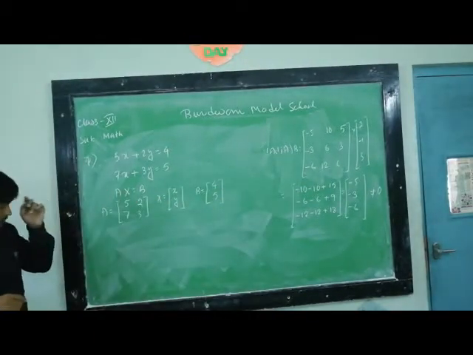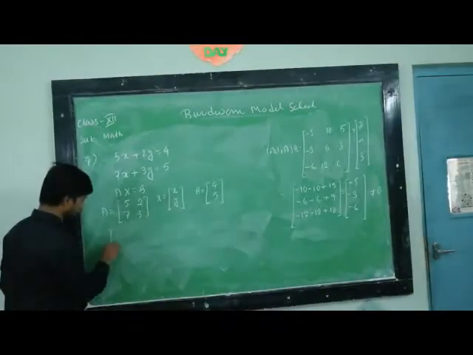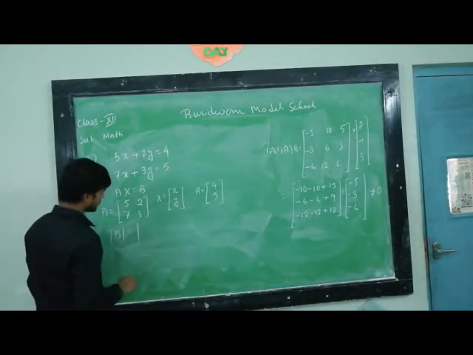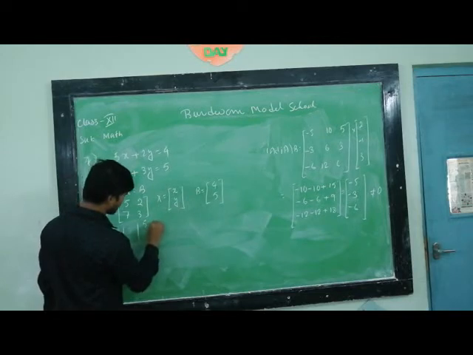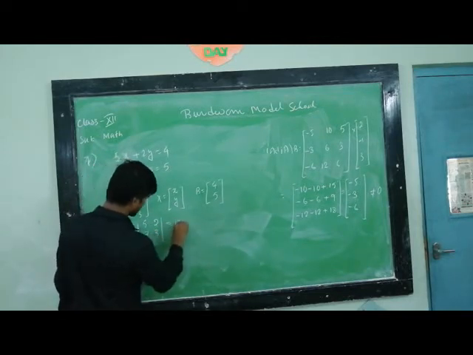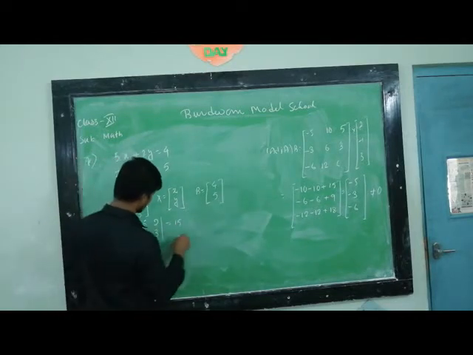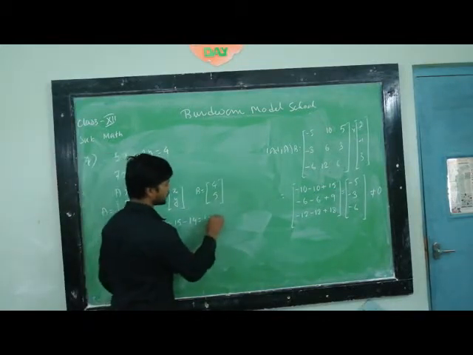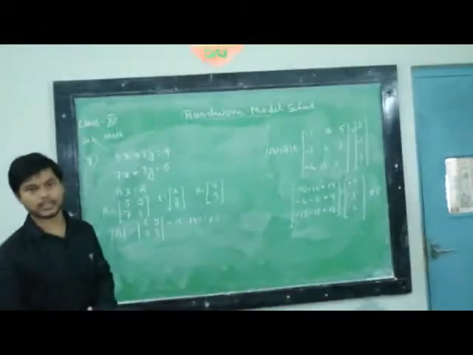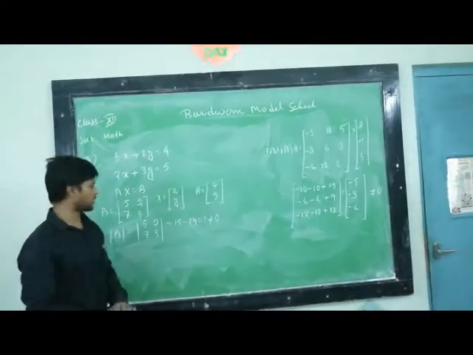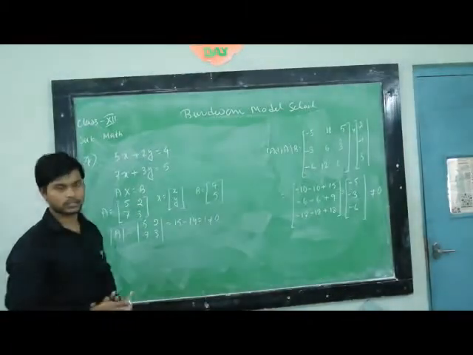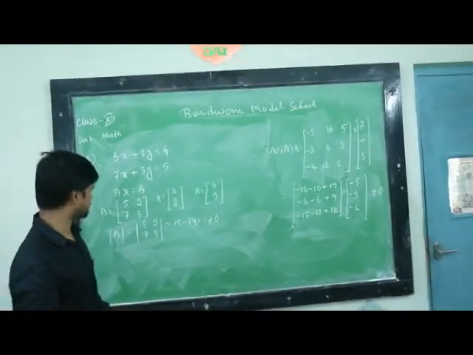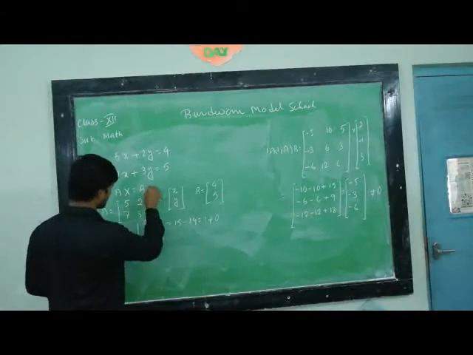Now check whether the matrix is singular or non-singular. So calculate the determinant of the matrix: 5, 2, 7 and 3. So 5 3s are 15, 2 7s are 14, that is equal to 1. So det A is equal to 1, which is obviously not equal to 0. That means the matrix A is non-singular, and as the matrix A is non-singular, it is also invertible. Clear?